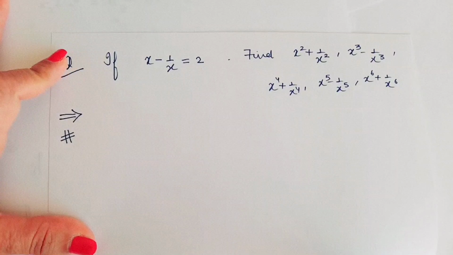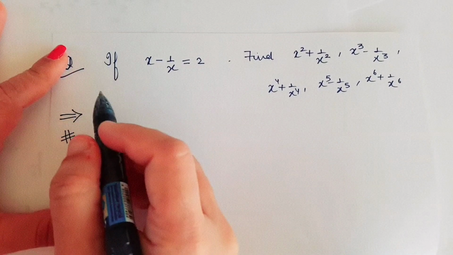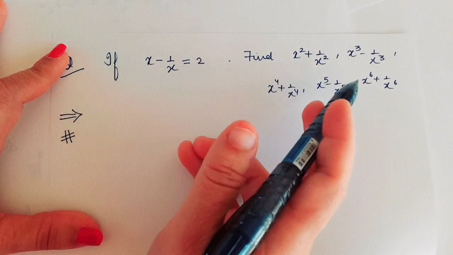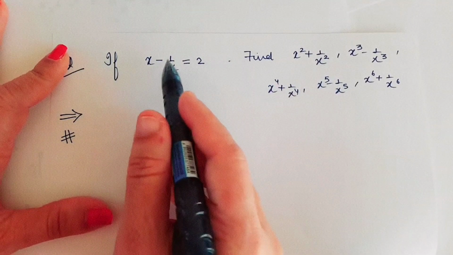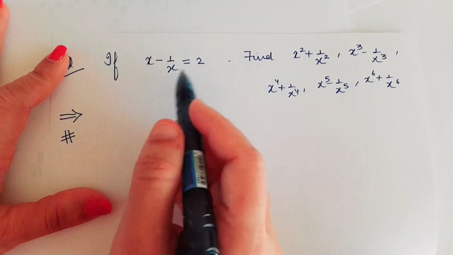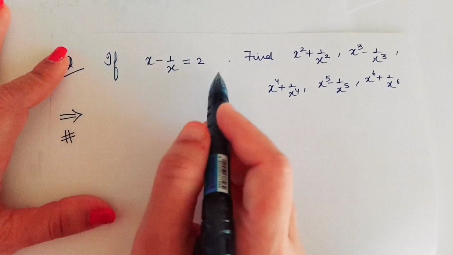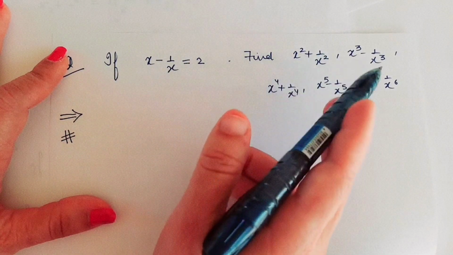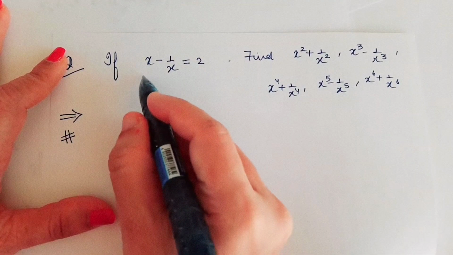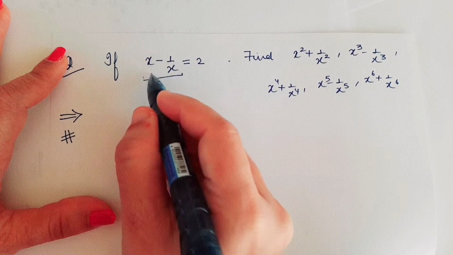Hello. So in this question, we need to find the value of these terms when we are given x minus 1 by x is equal to something. Like it is 2 here, but we can get 3, 5, anything we can get here. So we need to find the value of these terms. Note that this is x minus 1 by x.